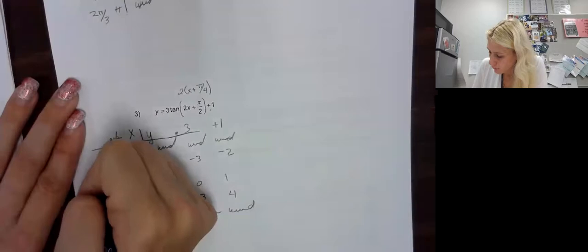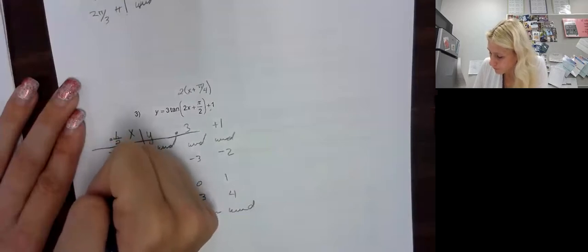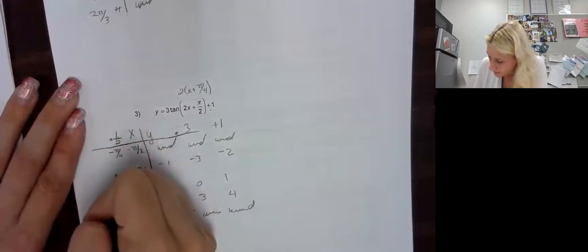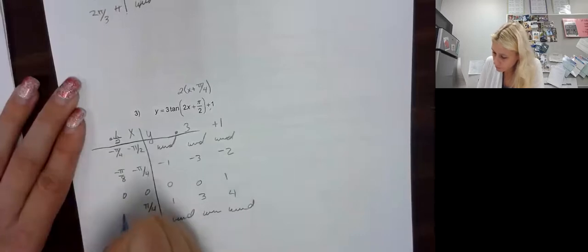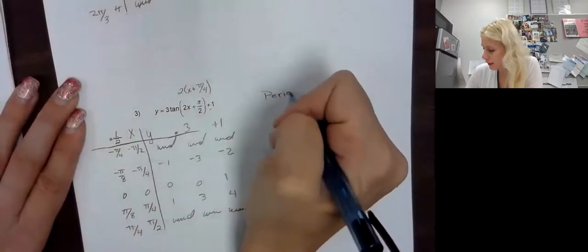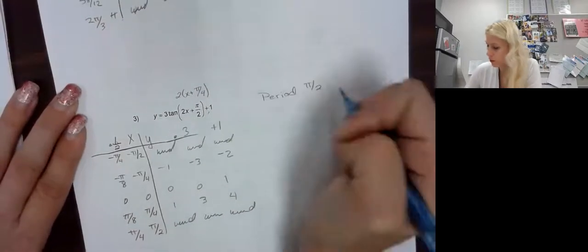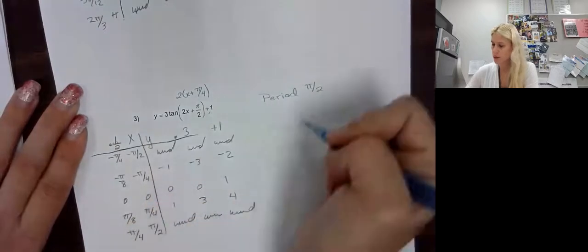When I multiply by 1/2, I get negative pi over 4. We get negative pi over 8. We get 0, pi over 8, and pi over 4. Let's check with our period on there. So period, remember, is pi over b for tangent. So pi over 2. And what do you know? 1/4 and 1/4 is 1/2.